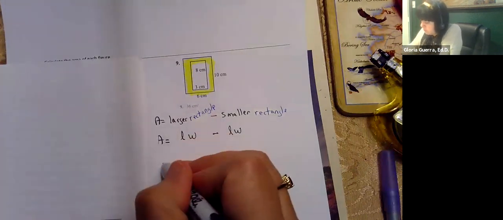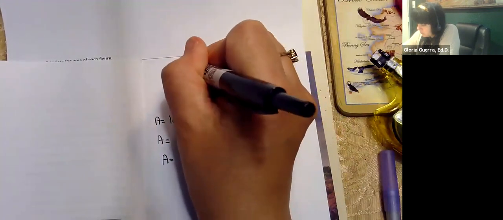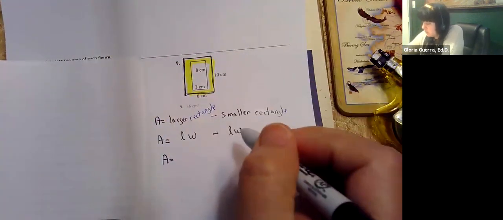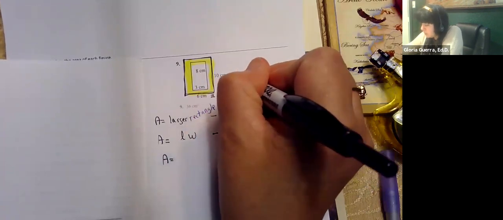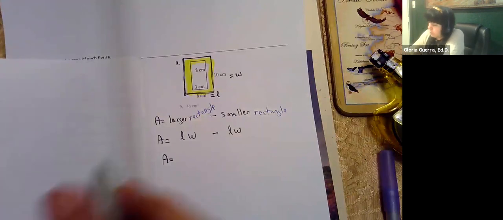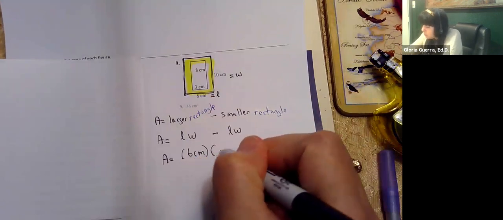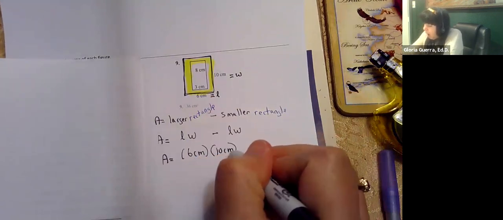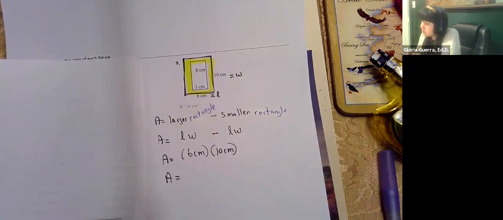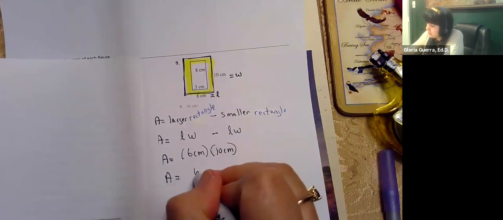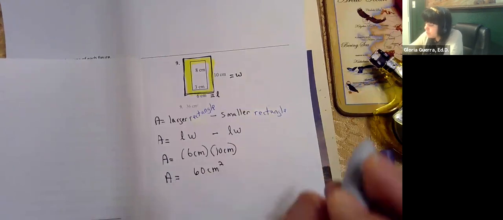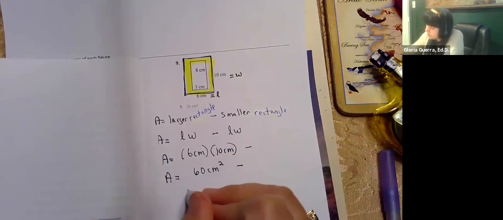So the larger area, this right here, class, is your larger rectangle. The measurement of 6 is your length, and 10 is your width for that rectangle. So length is 6 and width is 10. And 6 times 10 is 60, and it's centimeters squared. Okay, then you're going to subtract the other area of the rectangle.